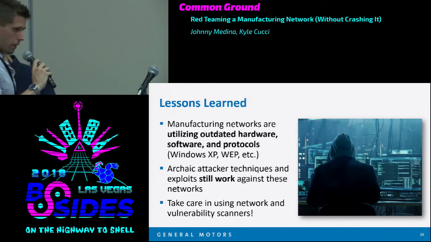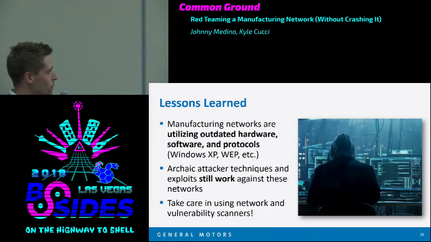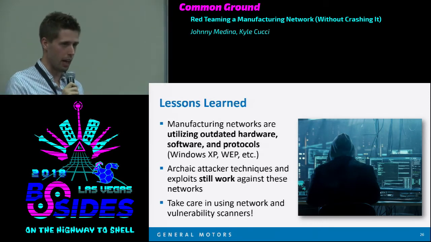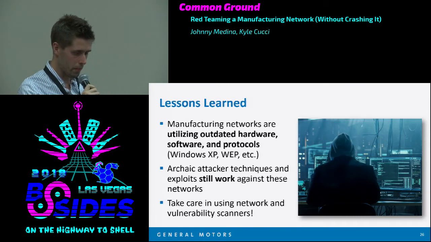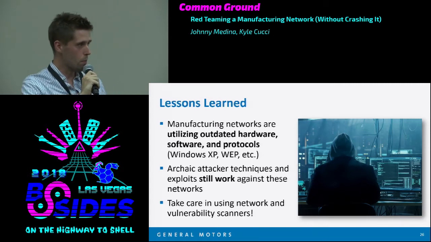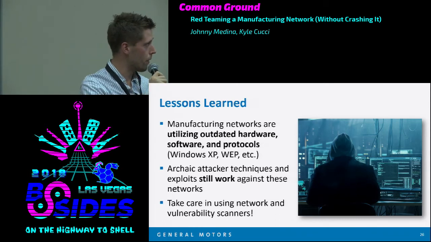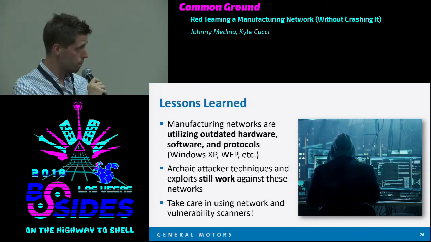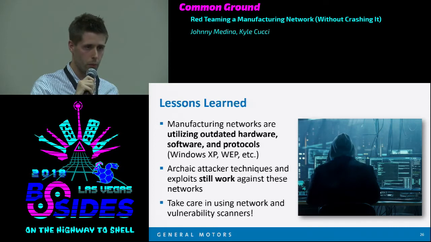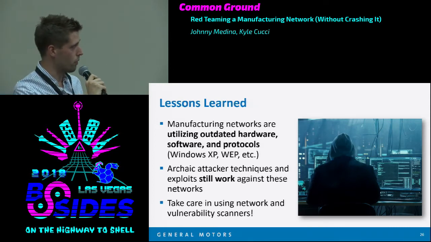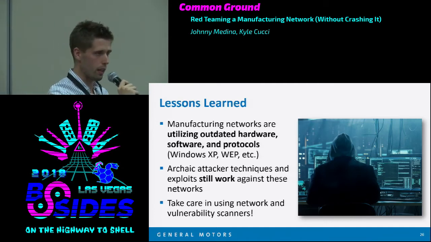So some of the lessons learned from our experiences in red team manufacturing. Manufacturing networks are using very outdated software, hardware, protocols, things like this. This is a common issue in I think all of IT security, but it's very prevalent in manufacturing environments. I mean, we see XP running, very old protocols like WEP, things like this. So it's important to be safe when you're red teaming manufacturing environments. So don't bring anything down. No denial of service attacks, things like this. But it's just an important thing to mention that these networks are usually very old.